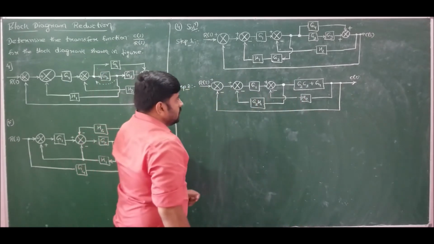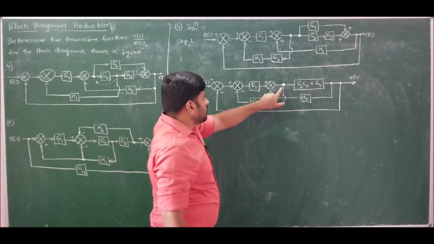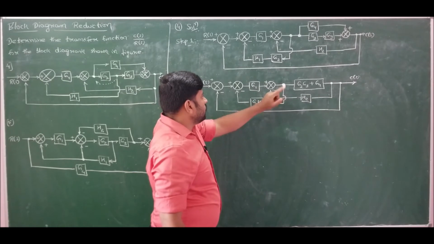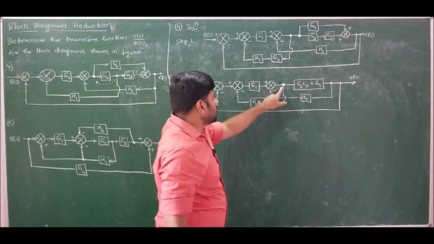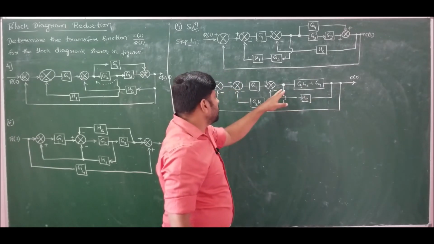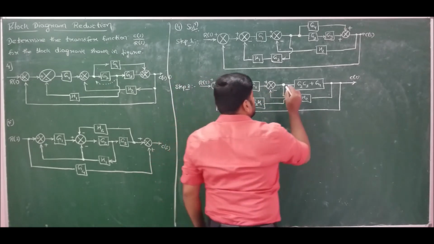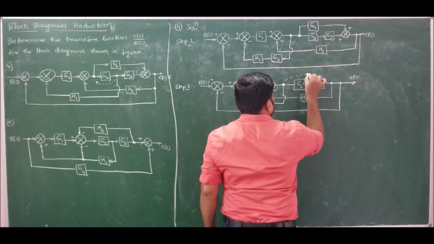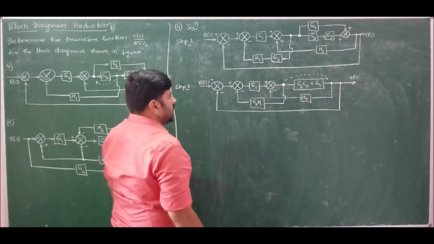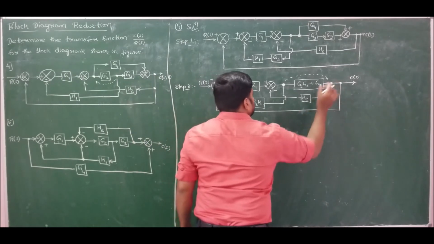So now, to solve further, I should shift this takeoff point. There is no other go. So if I shift this takeoff point, I have two options. One is that I can shift this takeoff point in front of G2 G3 plus G4, or I should shift this takeoff point behind the summing point. As I said, try to avoid the critical rule. So therefore I will shift this takeoff point in front of G2 G3 plus G4 and interchange the position properly. So I will exchange the takeoff then.